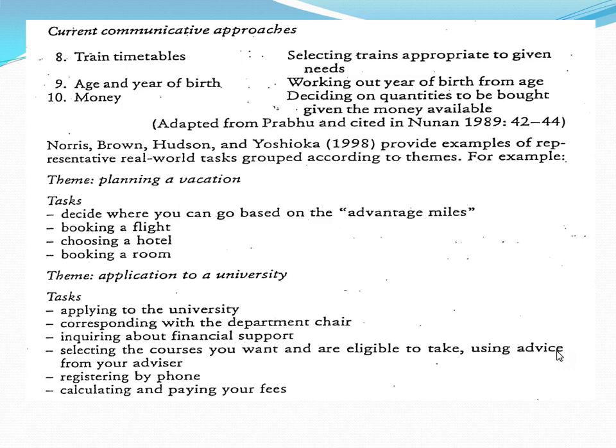Okay, suppose you want to do a master's in business communication. Suppose, for example, but what would be the criteria then? They would say, yeah, IELTS will be 7 band. So you have to understand the criteria as well. And registering by phone, calculating and paying your fees.